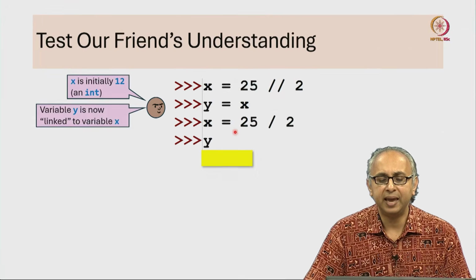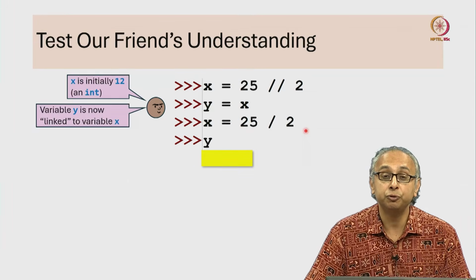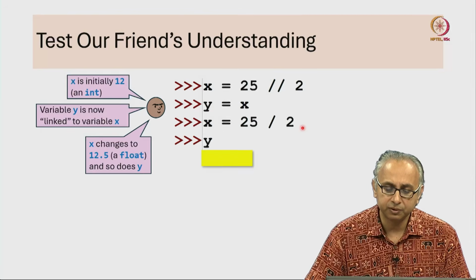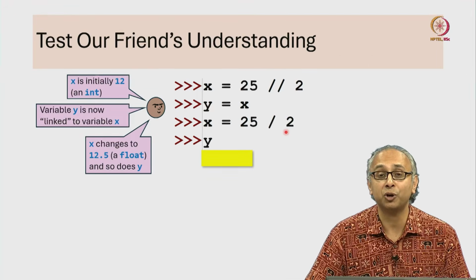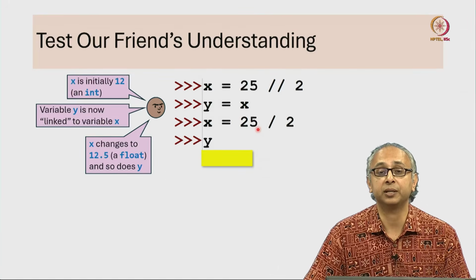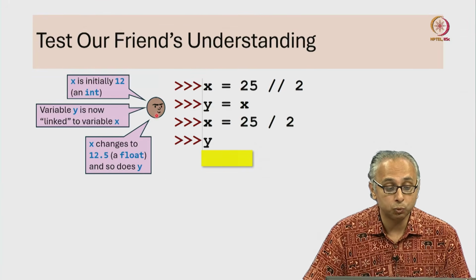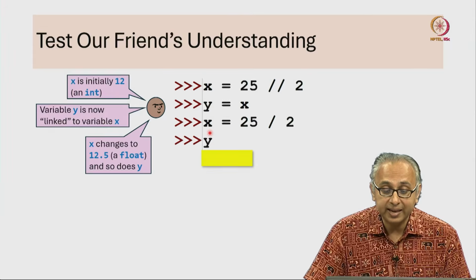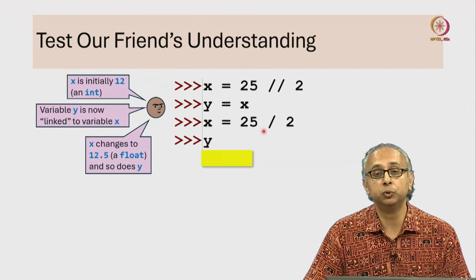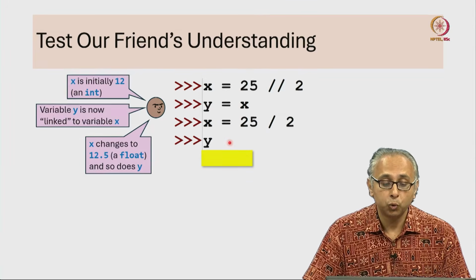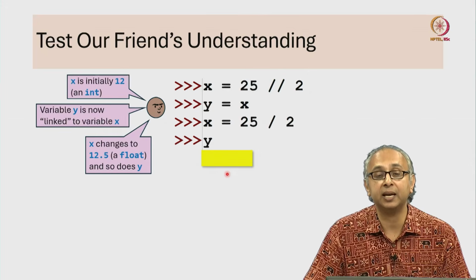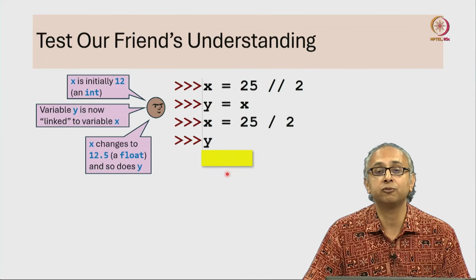Now we say x is 25 true division 2. Once again, our friend knows how to interpret this, that this right-hand side evaluates to the float object 12.5, and x changes to that object. Now our friend says that since y and x are linked, since x has moved to this float object, y also must move to the float object. So when we try and evaluate y, our friend is expecting the float 12.5.